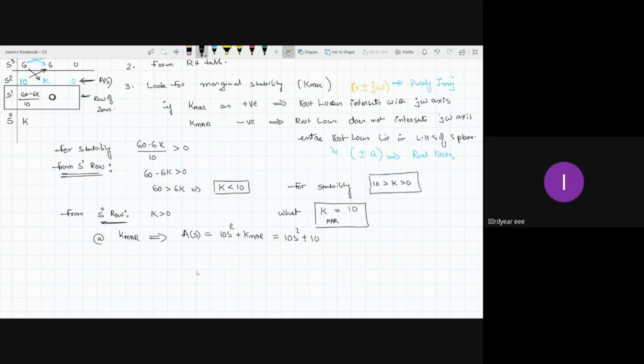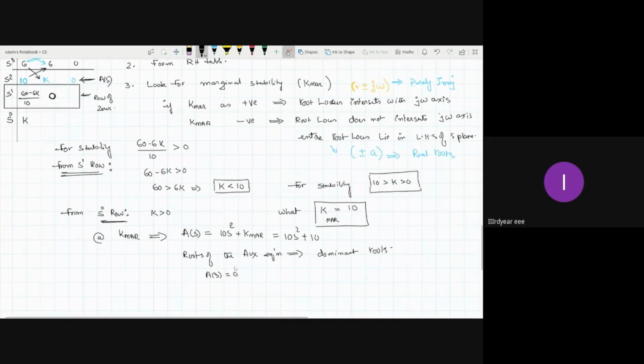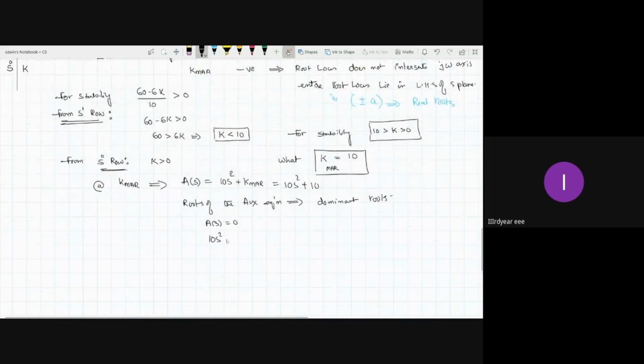Now, the roots of the auxiliary equation are nothing but the dominant roots. Let's find out the dominant roots. So what you do, equate A of s to 0. Basically 10s square plus 10 is equal to 0 you are trying to solve. That implies 10s square is equal to minus 10, or s is equal to plus or minus under root minus 1, which is nothing but plus or minus j omega.